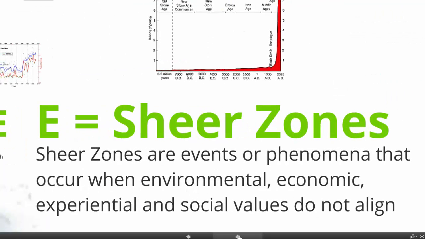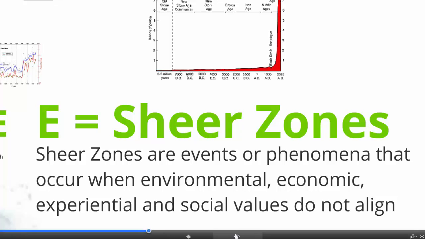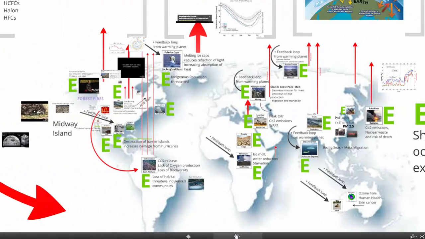And so what I've built for you is a world map that has some pinpoints of where we're seeing the effects of climate change in a very real way. So I'd like to take you through that. Everywhere you see an E, and I use E here for environmental, economic, experiential, and equity misalignments. If you remember our shear zones, whenever you see an E, there's probably some sort of shear zone problem in the quadruple bottom line.